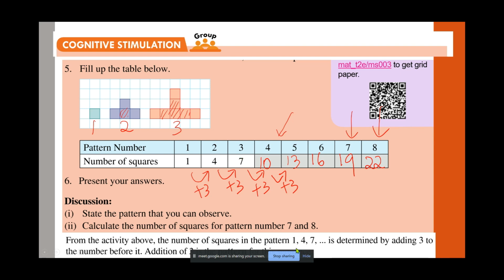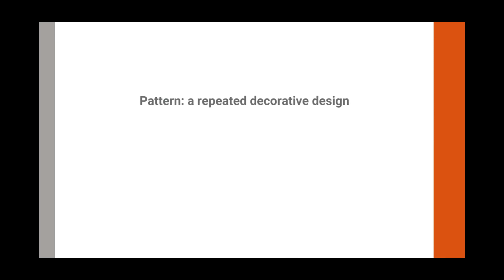Okay, so here you can see from the activity above, the number of squares in the pattern 1, 4, 7 and so on is determined by adding 3 to the number before it. So addition of 3 is the pattern for this sequence. Okay, now let us look at the next one.